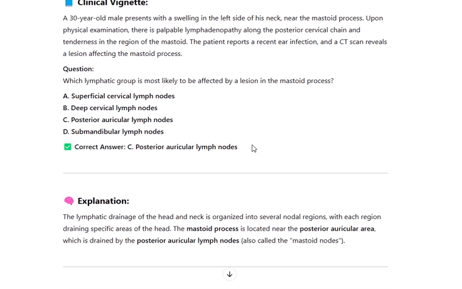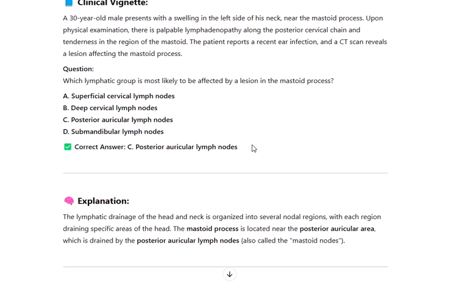Question: which lymphatic group is most likely to be affected by a lesion in the mastoid process? A. Superficial cervical lymph nodes. B. Deep cervical lymph nodes. C. Posterior auricular lymph nodes. D. Submandibular lymph nodes. Correct answer: C.